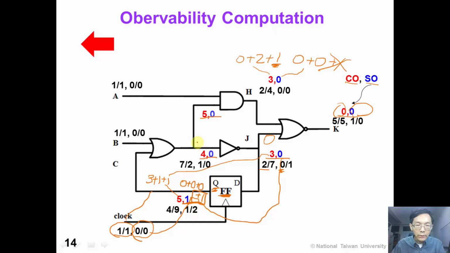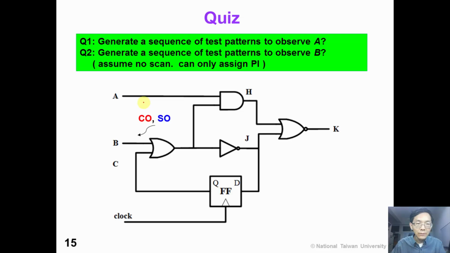Now we move one level to the left. With these two fan-out branches, the observability of the fan-out stem is the minimum of the observability of the 2 branches. Now we can calculate the observability of A and B to be 6, 0 and 9, 1. Now we have finished the sequential scope computation. It's time for you to work on this quiz.